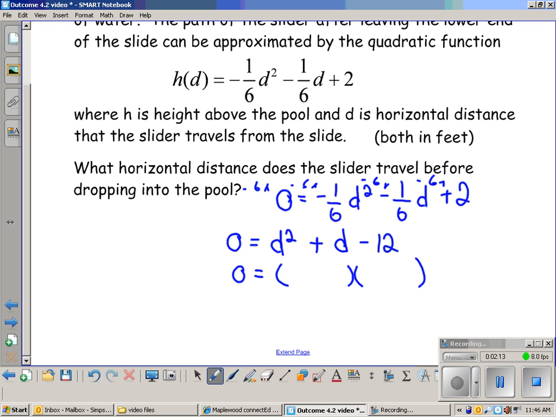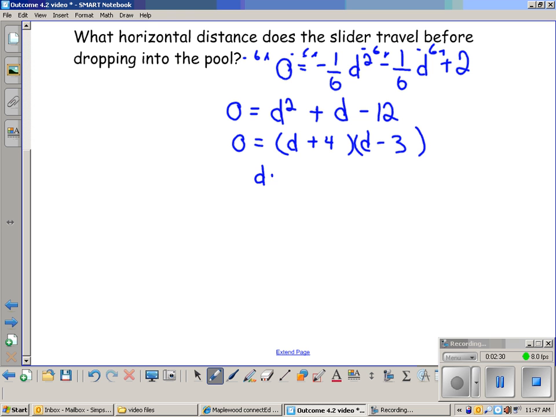D squared plus d minus 12 will factor into two factors. One where it's d plus 4 and one where it's d minus 3. Remember that you can use your box method to help you factor. We now want to take each of those factors and make them equal to 0, and solve for d. The first one gives us d equals negative 4. The second one, d equals positive 3. If d represents the horizontal distance, we can't have a negative distance, and therefore we can't have the solution of d equals negative 4. So we're going to discard this one.